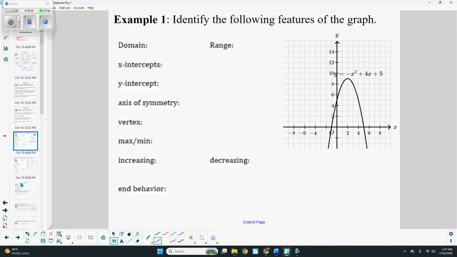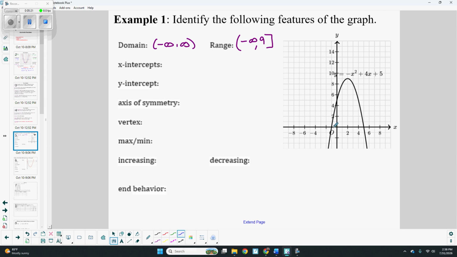So we just did this, but now let's do it for a fresh graph. The domain here, right? All real numbers, negative infinity to infinity. The range, I have a high point, so the highest value of y is 9, and everything else was below it, so negative infinity to 9.